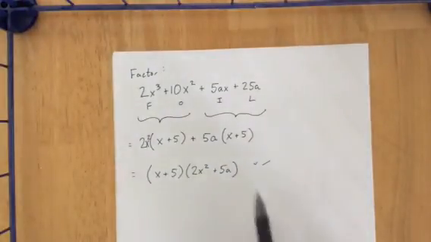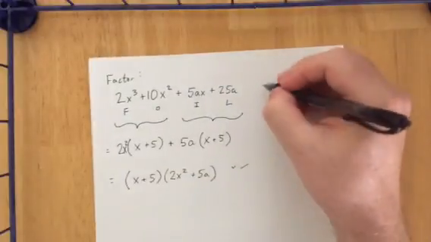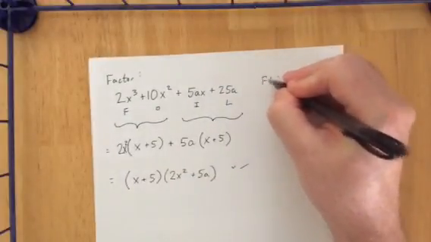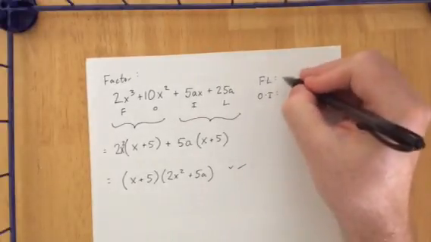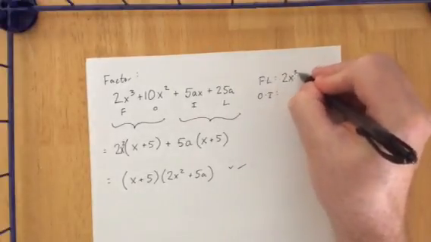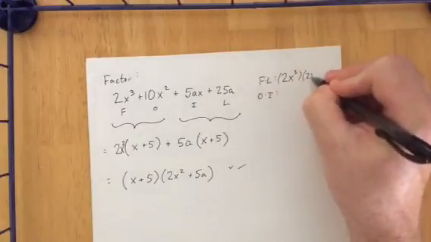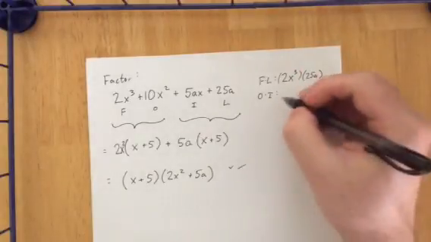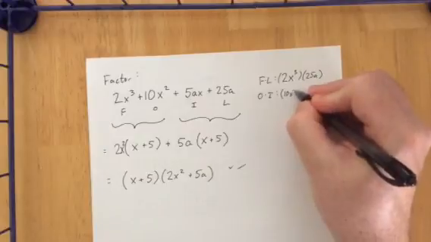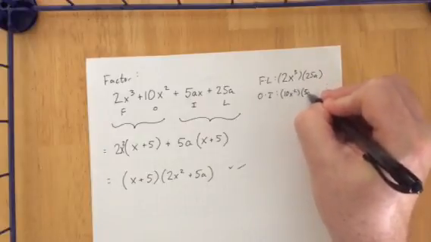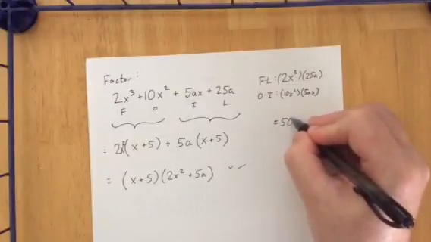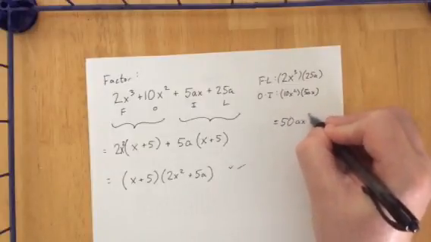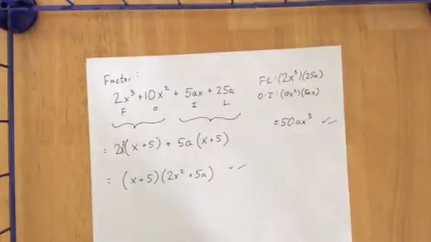Now, this works specifically because if we had done that quick check with the first times the last and the outer times the inner, probably should have done this first. First times last would be 2x cubed times 25a. Outer times inner would be 10x squared times 5ax. In both of these cases, we wind up getting 50ax cubed. As long as those are the same number, we're in business.